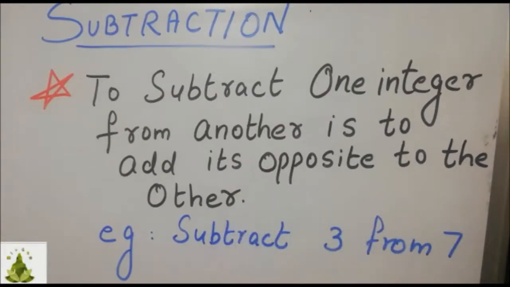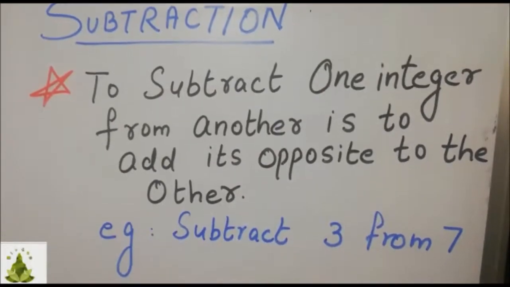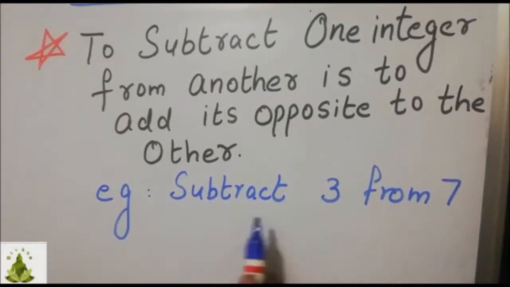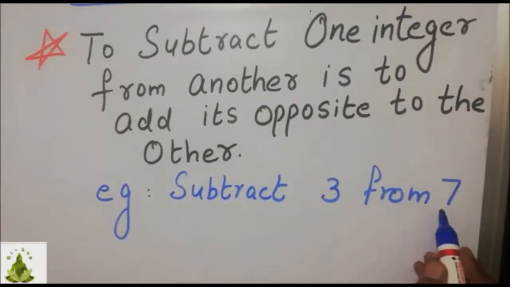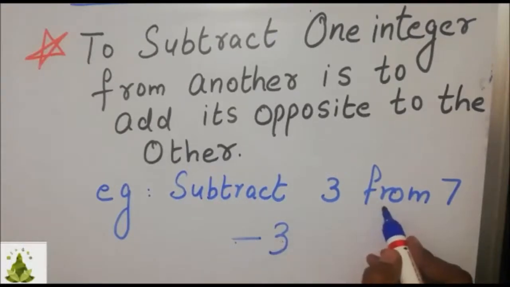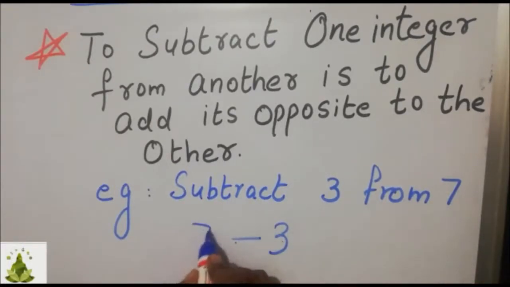In the topic of integers also, during subtraction, you have studied this. Now, I will give an example for this. The example is: subtract 3 from 7. Read the question carefully. You have to subtract, means minus. Is it clear? Subtract 3. I have to remove 3 from whom? From 7. So, 7 will come here.